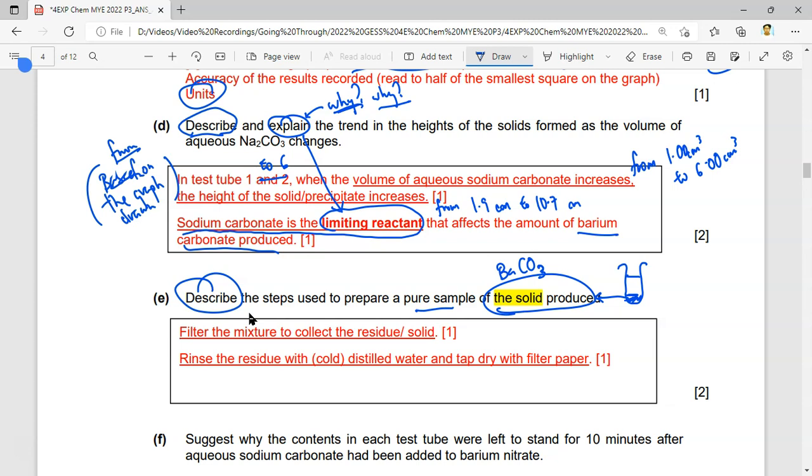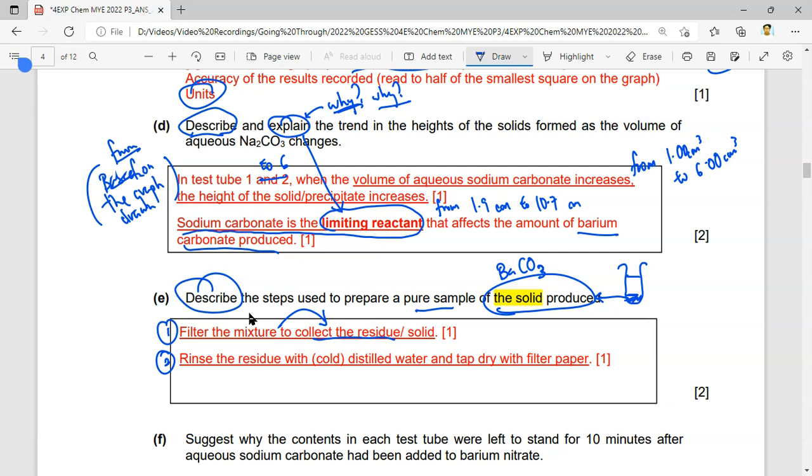In actual fact, you must describe what's happening. So first thing that you do is actually to filter the mixture. Now, why you want to filter the mixture is actually to collect the residue or collect the solid. So don't just filter. You must tell me what you are collecting. Second thing, once you've got the residue, you need to be able to wash and dry it, right?